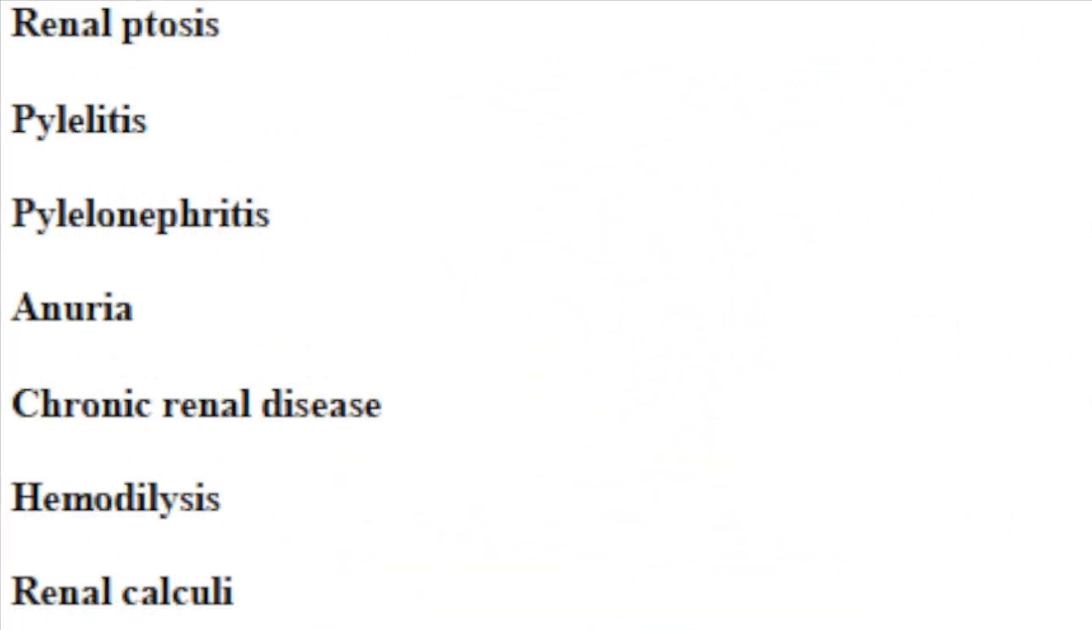Next, I'm going to be explaining a couple of different topics and disorders of the urinary system. Renal ptosis is a rare condition when a person's kidney drops down into their pelvis when they stand up. Pyelitis is inflammation of the renal pelvis. Pyelonephritis is an infection or inflammation that affects the kidneys.